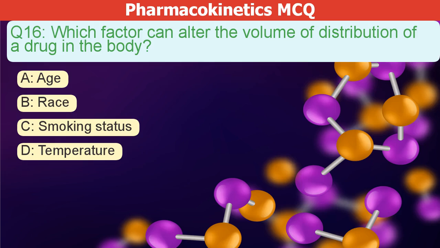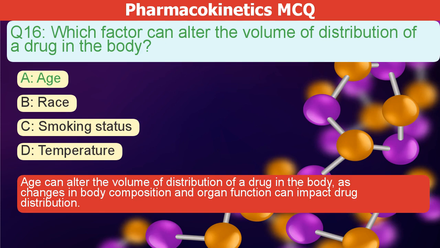Which factor can alter the volume of distribution of a drug in the body? A. Age. B. Race. C. Smoking status. D. Temperature. The correct answer is A. Age can alter the volume of distribution of a drug in the body, as changes in body composition and organ function can impact drug distribution.